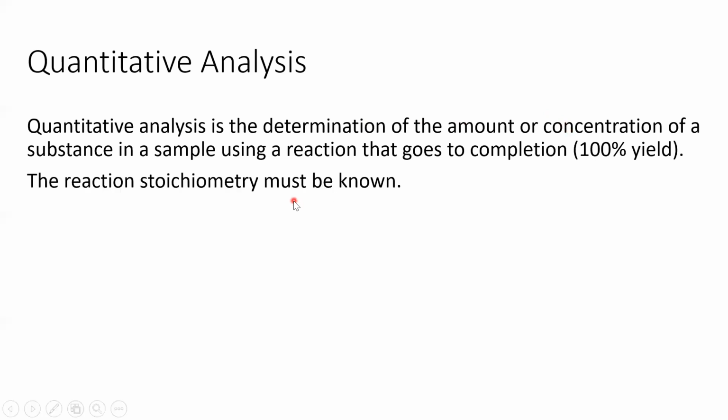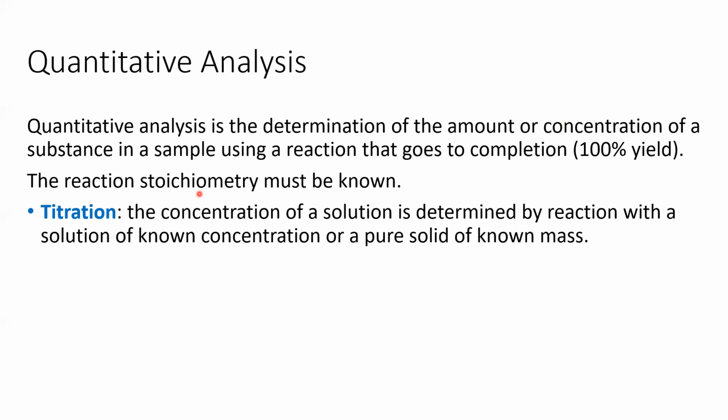And in order for us to do this, we have to know what the reaction is. We have to know what the balanced equation is, so that we can do appropriate stoichiometry with the information. There are three different types of quantitative analysis problems listed here. We're actually only going to go through two of them just for time purposes.